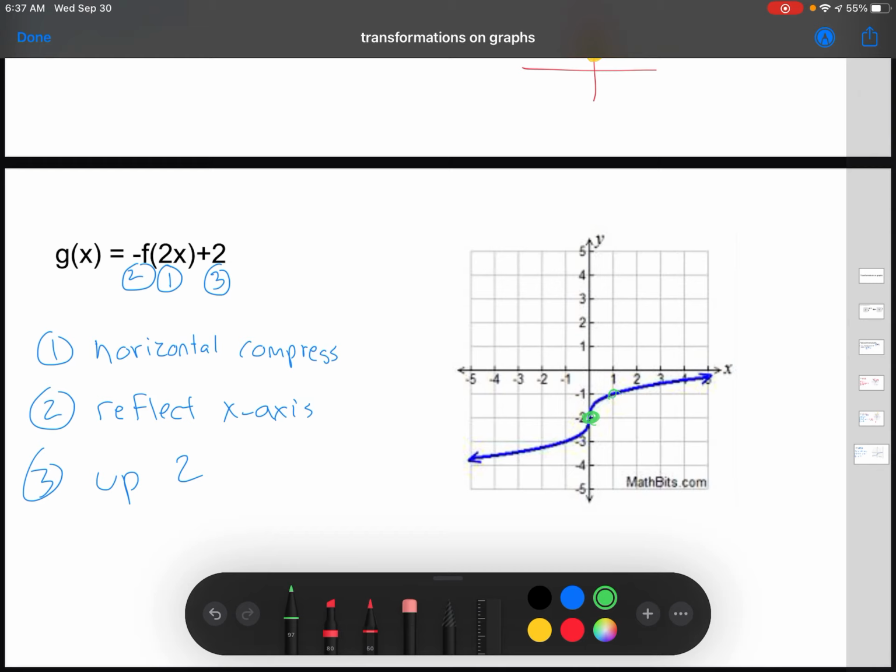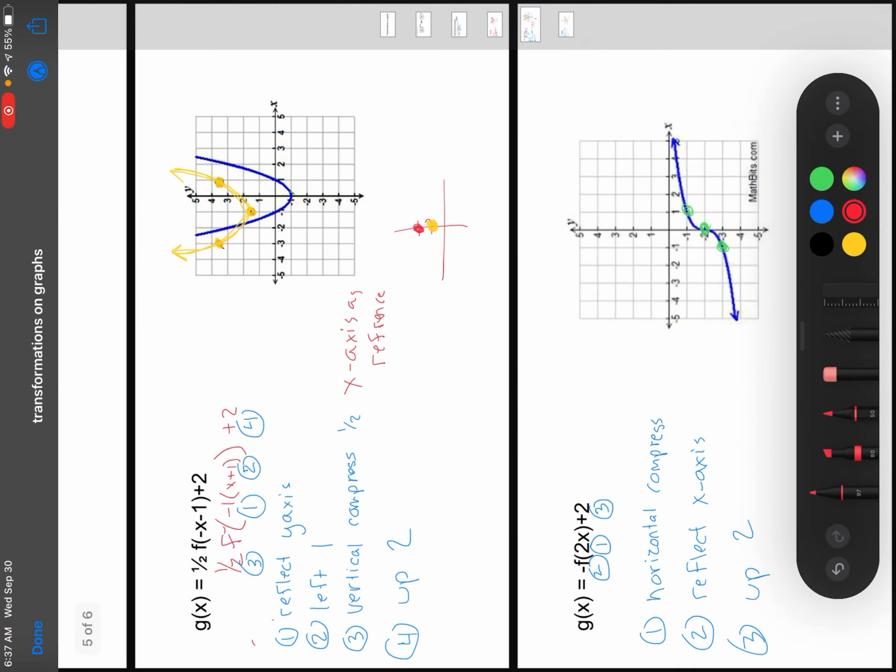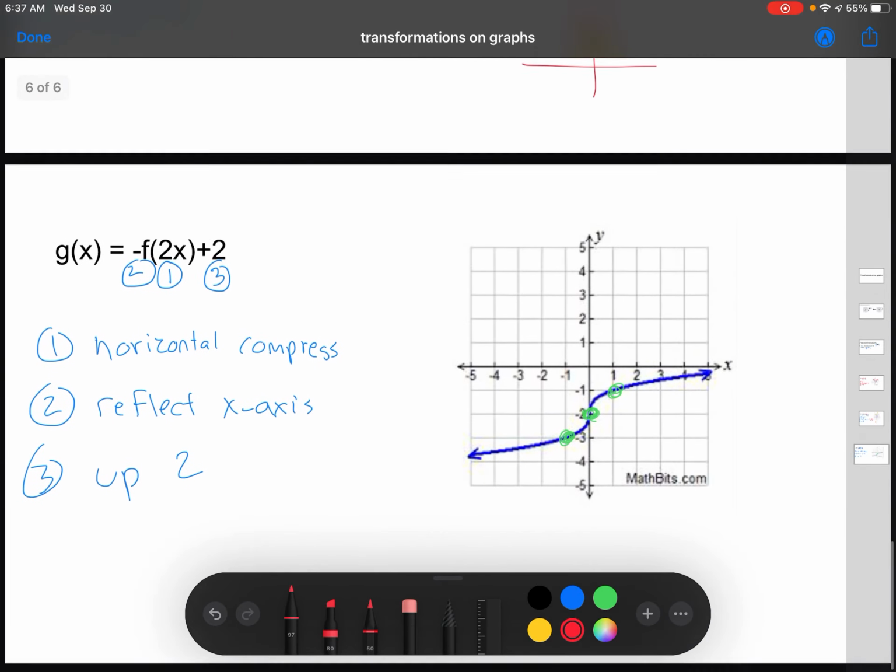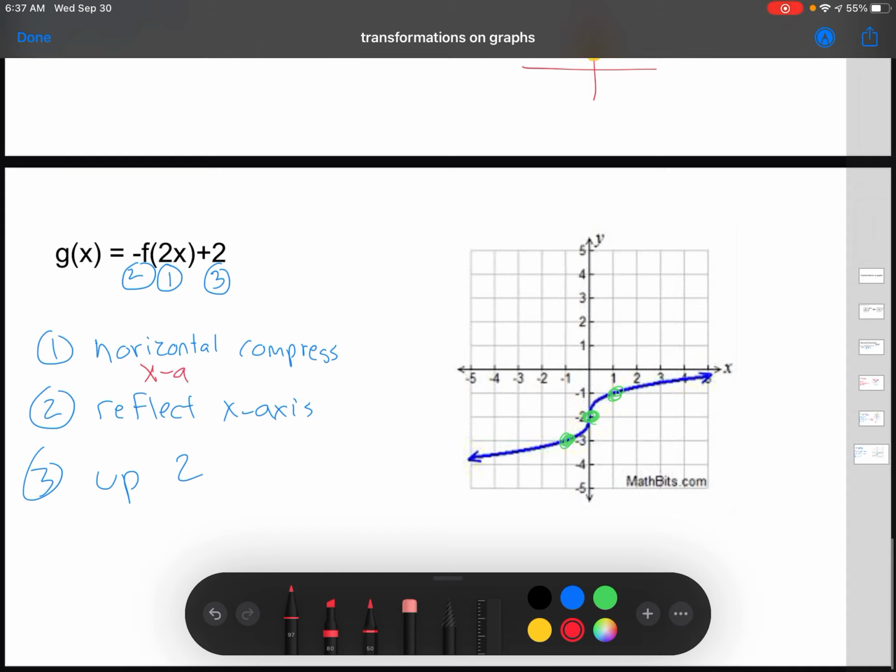Pick out some reference points. So I'll do these three. When you do horizontal compressions, you're using the y-axis as a reference.